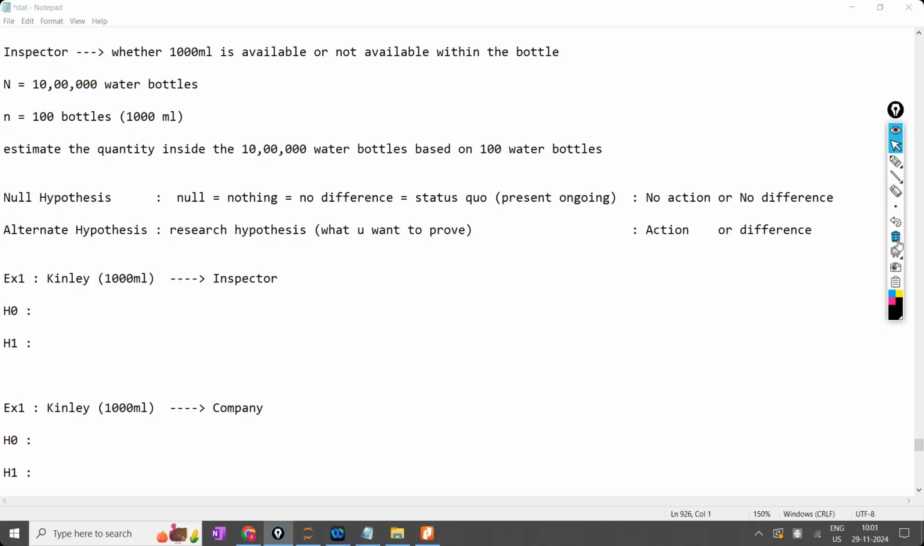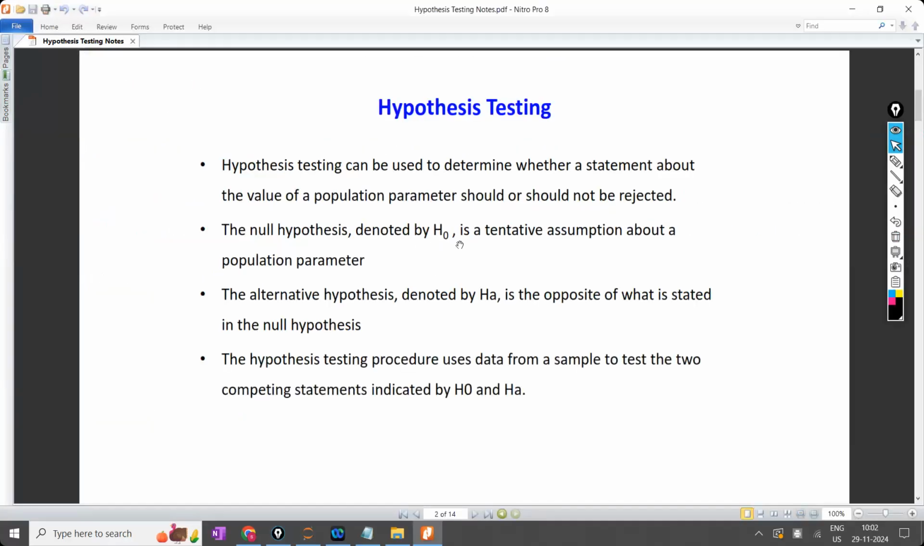Now, if it is proved that the new suggestion you have given is better than the old one, automatically we have to take the action. Is the point clear? The null hypothesis is denoted by H naught, which is an assumption about the population parameter. The alternate hypothesis is denoted by HA, which is opposite to what is stated in the null hypothesis. Whatever you write in the null hypothesis, exactly the opposite is this one.